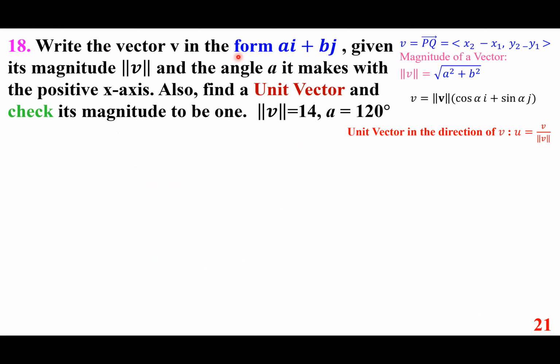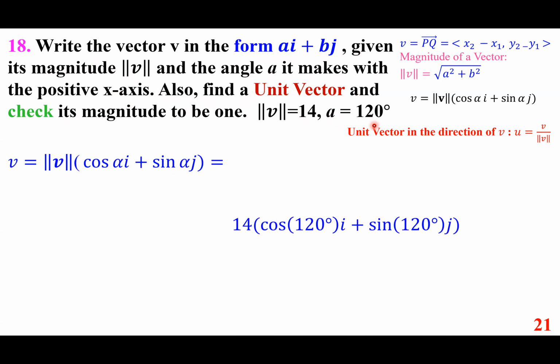Write a vector v in the form of ai plus bj given its magnitude and the angle alpha it makes with the positive x-axis. Also find the unit vector and check its magnitude to be 1. The magnitude is 14, and the angle it makes is 120 degrees, or alpha is 120 degrees. So we just use this formula. We replace this with 14 and the alpha with 120 degrees.